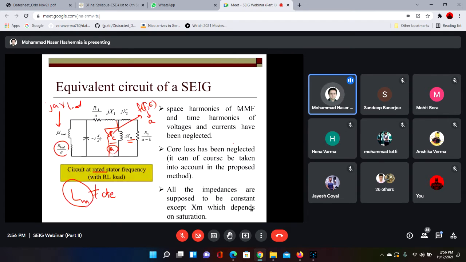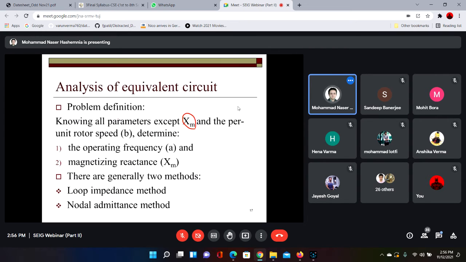So we know all the parameters except X1, and also we know B. B is the per unit speed. We know the rotational speed in per unit. We would like to calculate A, which is the operating frequency. What will be the operating frequency?